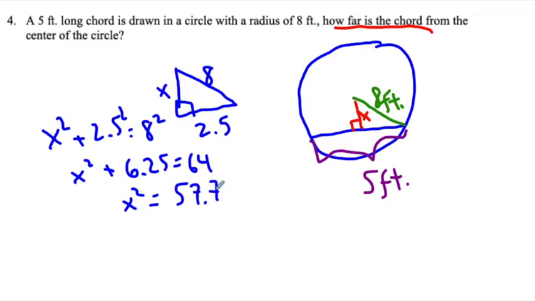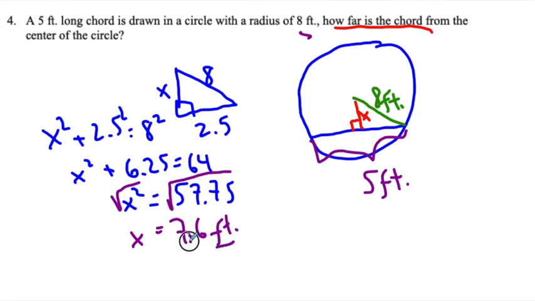And don't stop there because you still need to take the square root. And you'll discover that x is the square root, or sorry, the final answer is 7.599, or let's just say 7.6. And it says US feet, so we're going to say feet. So the final answer is 7.6 feet.